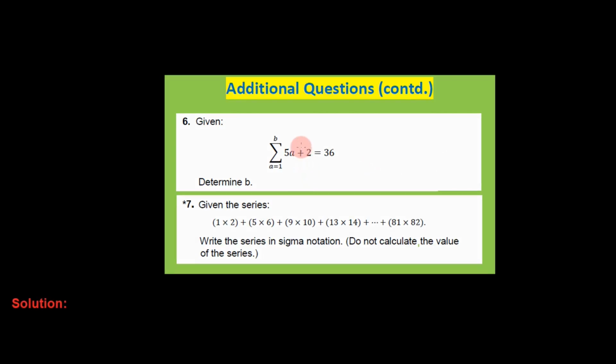Let's look at number 6 here. We are given the sigma notation, or the sum, and we are told that it's equal to 36. What's important to note here is that b is in the place of n, the number of terms. So when it says determine b, we actually have to find the number of terms. A second thing to note is that we don't have brackets around 5a plus 2. However, the sum here, the sigma notation, applies to both 5a and 2.